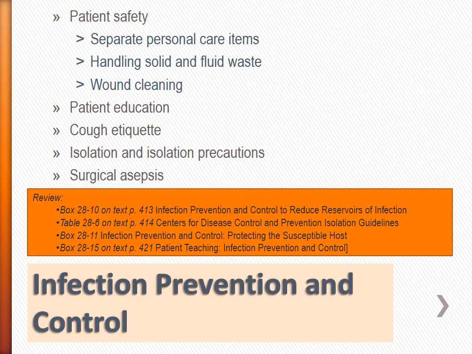Be cognizant, be aware of patient safety and the practices that promote patient safety. Review on pages 413, 414 and 421 regarding infection prevention and control for reducing reservoirs of infection and CDC isolation guidelines, as well as infection prevention and control protecting the susceptible host and patient teaching on infection prevention and control.